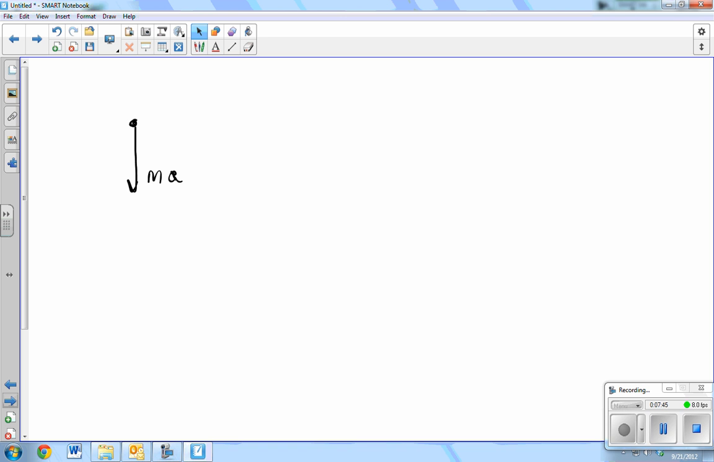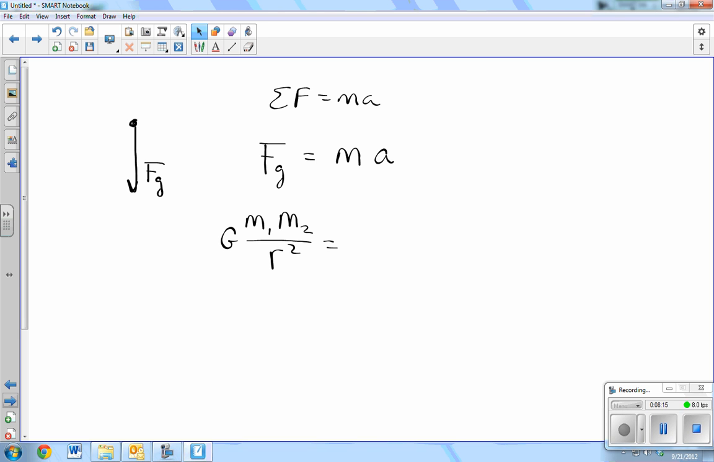I have a free body diagram. I apply F equals ma. The one force that's acting on me is the force of gravity. That equals the mass times that mass's acceleration. Well, since I don't know what g is on my planet, I'll use the law of universal gravitation. G m1 m2 over r squared equals the mass times the acceleration.